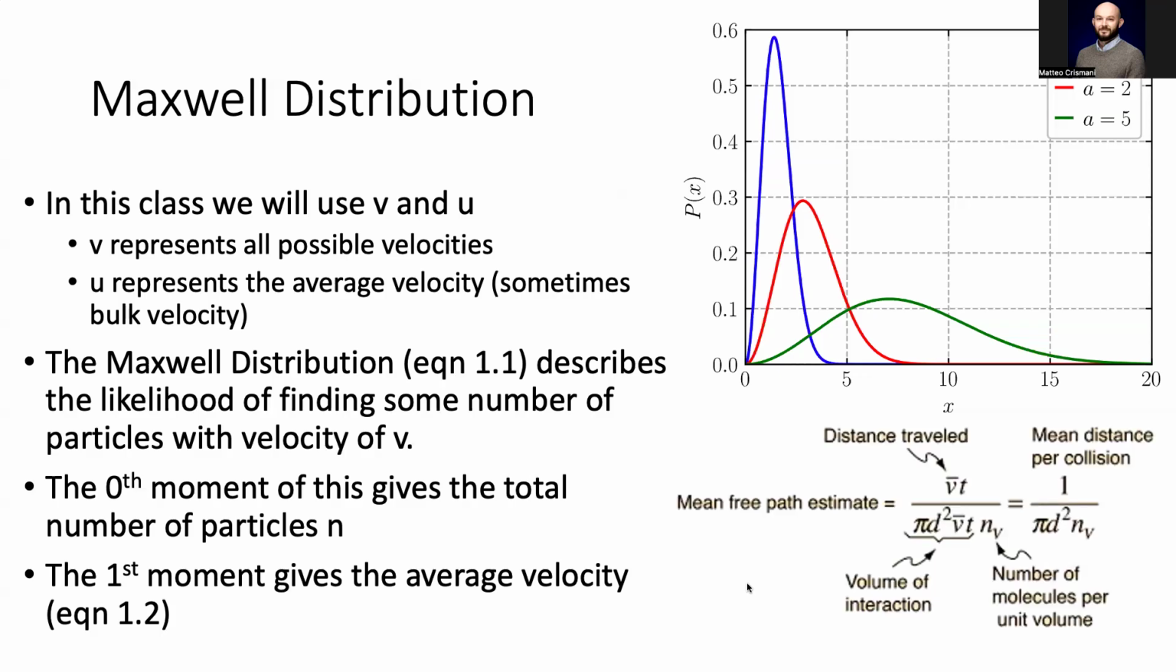Here's our mean free path estimate. We get that from this. Okay. So you have the average distance traveled. Sorry, the average speed times time is the average distance traveled. You have the volume of an interaction, and then the number of particles in a volume. So essentially, you have the distance traveled divided by the total number of particles, and that's something like the mean distance per collision. Okay. Where this is your length scale, that's the side that you chose, and that's the number of particles in the box. Okay.